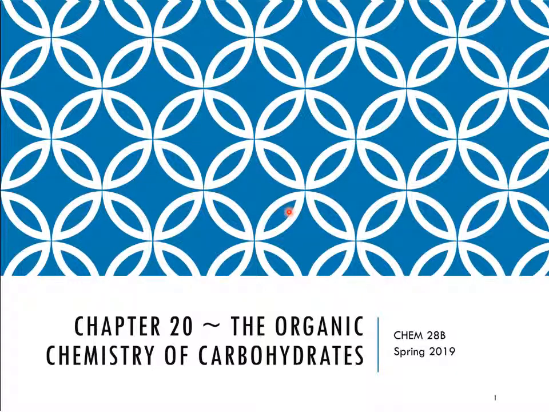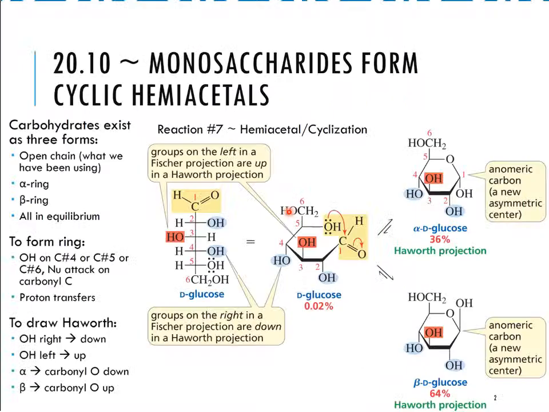Okay, so last time we talked about carbohydrates. We looked at aldoses and ketoses and their chain forms and a handful of reactions that involved the carbohydrates. We're still looking at carbohydrates, but what we're going to look at now is the fact that they form rings. So carbohydrates exist in three forms.